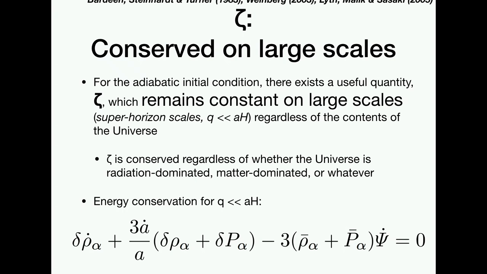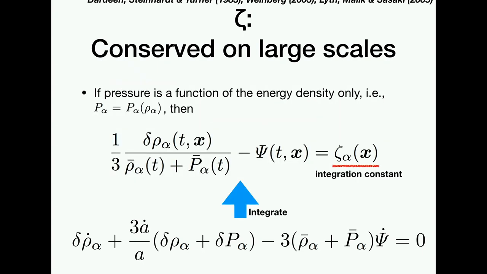It doesn't matter if it's matter dominated, it doesn't matter if it's radiation dominated. And let's get that from this energy conservation equation we already wrote down. Except we are ignoring the pressure, and we're ignoring the spatial derivative coming from velocity, okay? There's no velocity term here. We're taking the superhorizon limit, q much smaller than aH. And once we say adiabatic initial condition, which I said means the energy density ratios are independent of spatial position, you can also show equivalently that adiabatic initial condition means that the pressure is only a function of rho. Pressure is a sole function of energy density. If you do that, then you can integrate this equation once to get this. There's no time derivative because we integrated it. And this is an integration constant, which depends only on x. This is a conserved quantity.